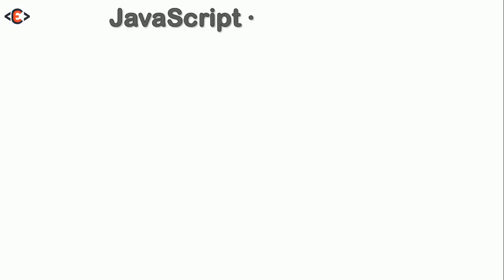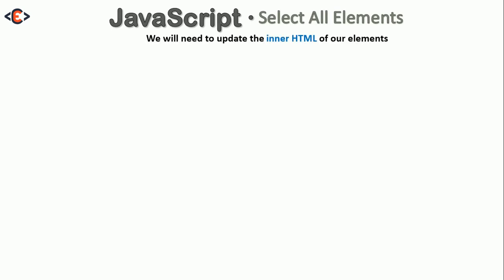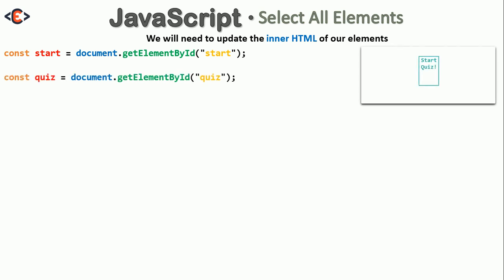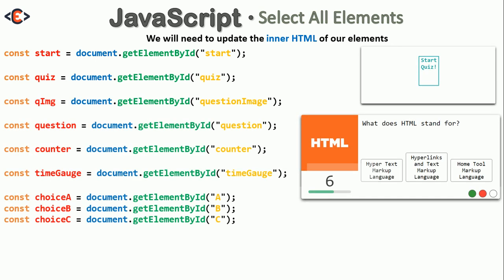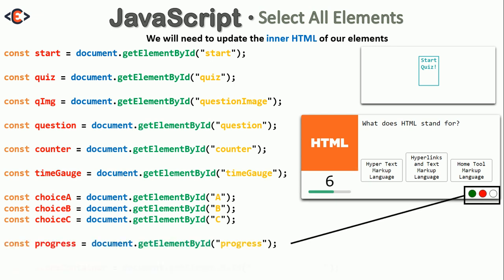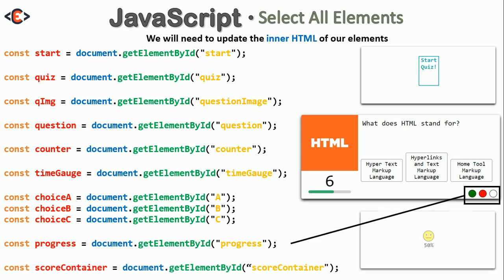Let's talk about the JavaScript part. We first select all elements because we need to update the inner HTML of our element. To select an element using JavaScript, we will use the getElementById method. We will select the start, then the quiz, the question image, the question, the counter, the time gauge, all the choices, the progress also, and the score container.